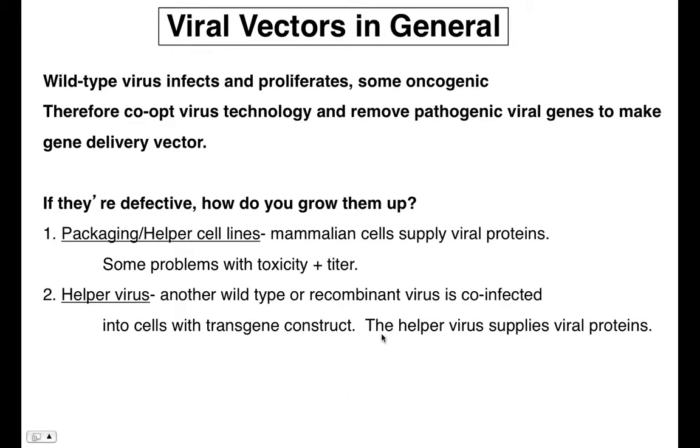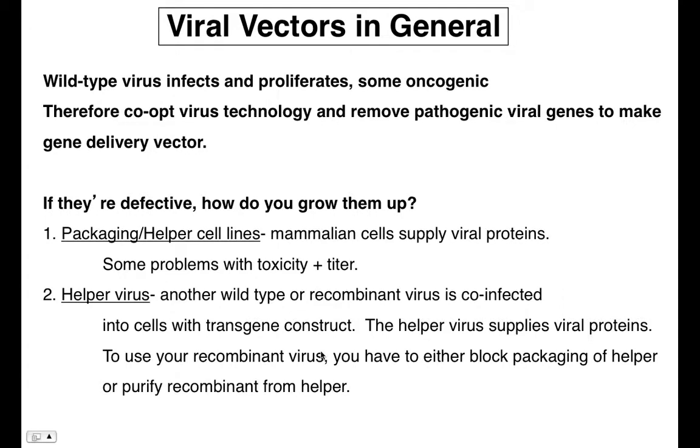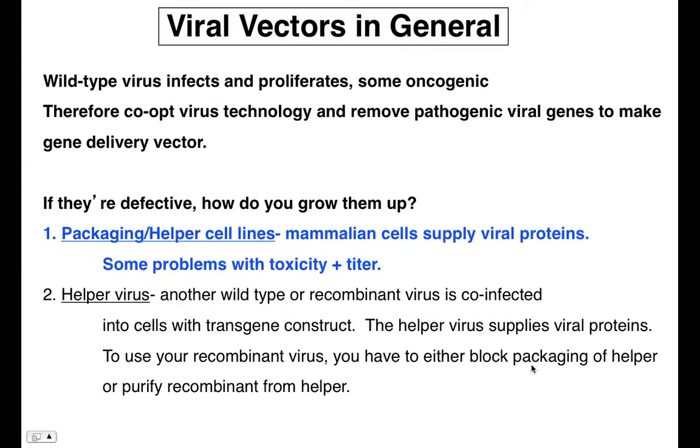And this helper virus will supply the proteins. The problem is when you use a helper virus, you'll get some helper virus in your final sample, which usually means you have your gene therapy vector plus an actually pathogenic virus, which is not what you want. So to use this recombinant virus, you have to block packaging of helper cells or purify the recombinant from the helpers in some fashion, which usually you take out the packaging signal of the helper virus's genome.